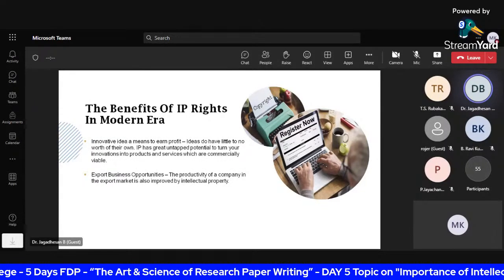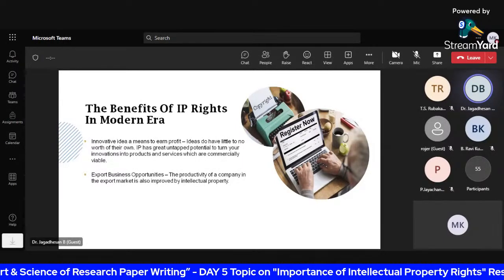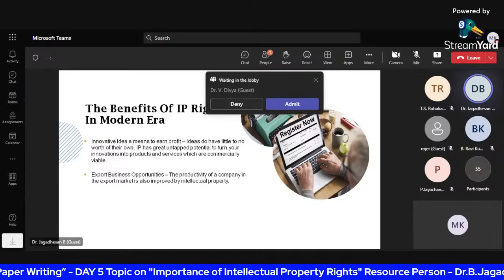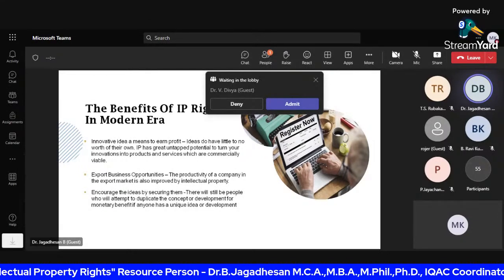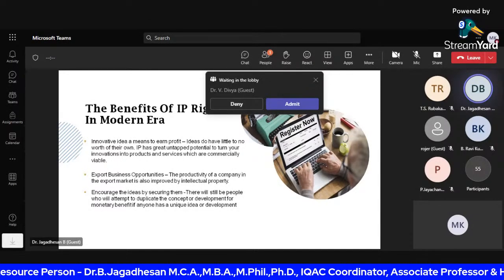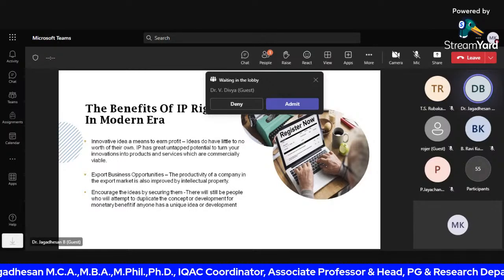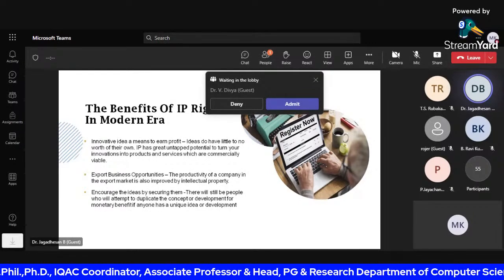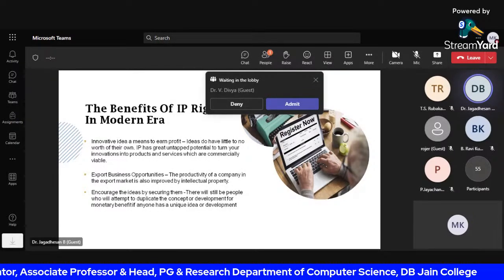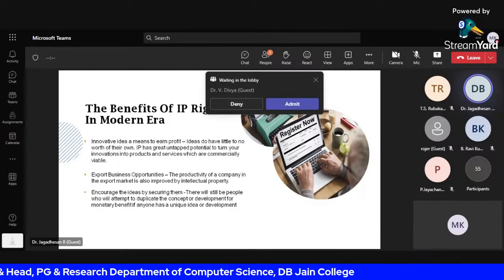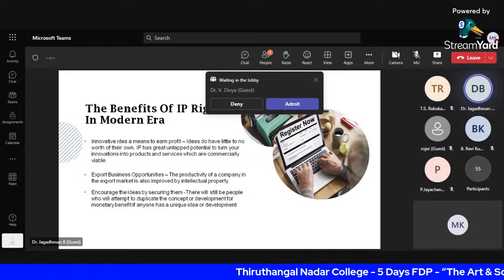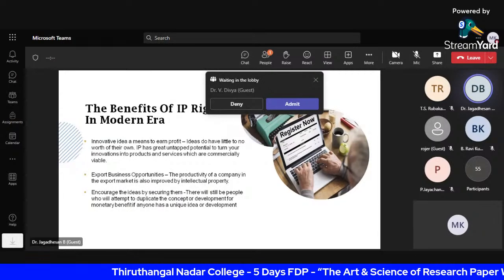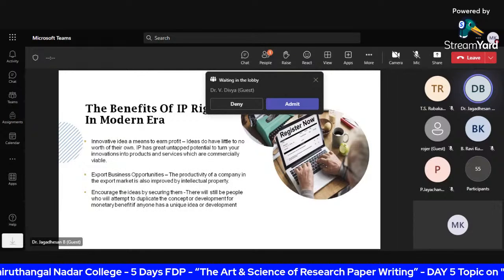Ideas have little to no value without work of their own. IP has great untapped potential to turn your innovation into products and services which are commercially viable and an export business opportunity. The productivity of your company in the export market is also improved by intellectual property. Actually, the government of India introduced the Make in India concept. Normally, there is Made in China, no? They treat it as not a good quality product. It is the lowest quality product, least quality product, no? But it may be Make in India, no? We will give importance to the Indian people, Indian inventors, and Indian products, no? That may be to make a brand throughout the globe.